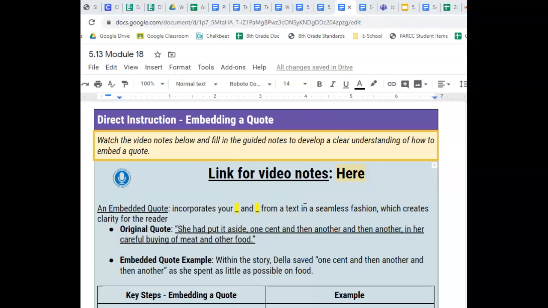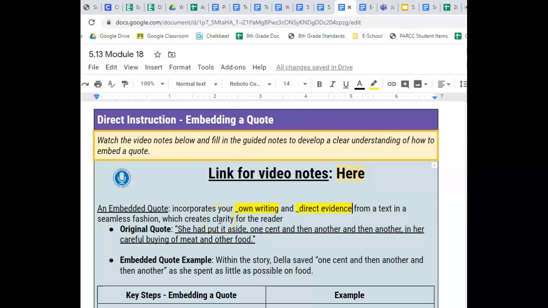So, first, we're going to start with the definition. An embedded quote incorporates your own writing and direct evidence from a text, and please make sure that you're copying in these notes, in a seamless fashion, which means like a smooth fashion, which creates clarity for the reader, right?